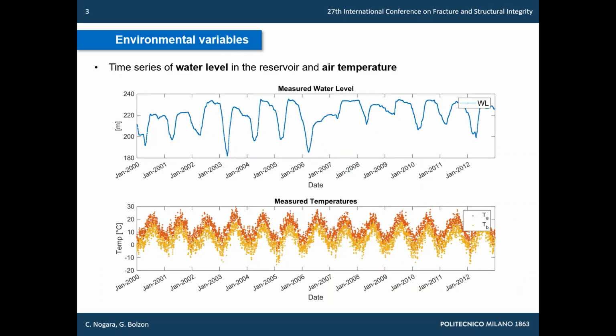I show here, for example, the variation of the water level from 2000 to the end of 2012 in the basin of the dam taken as reference for our study. The graph below then shows the variation in air temperature during the same period measured at two different altitudes near the dam. And what we can see is that there is a clear annual periodic trend for the temperatures, partially mirrored also by the variation of the water in the basin.